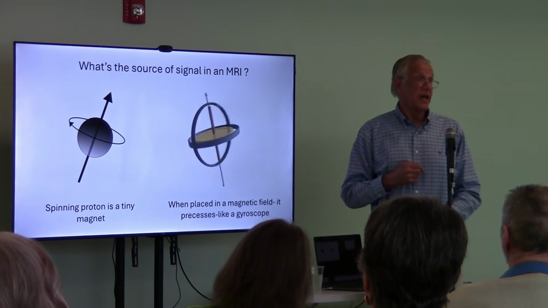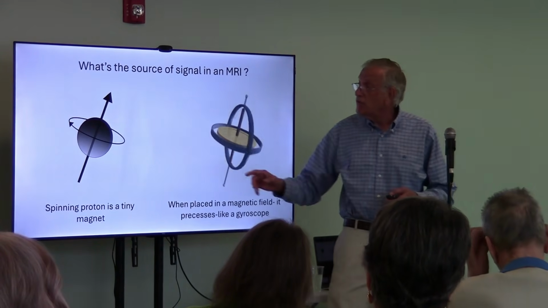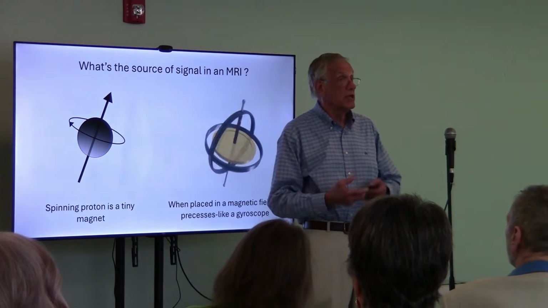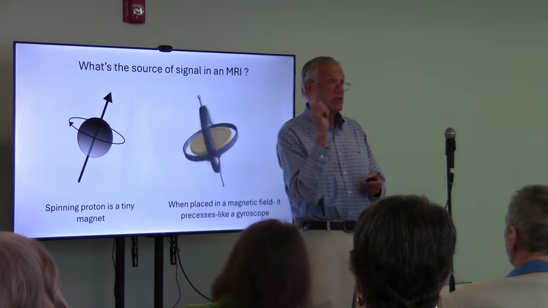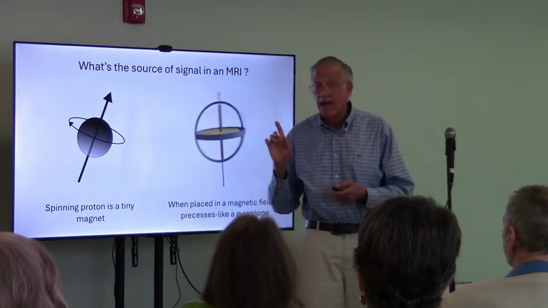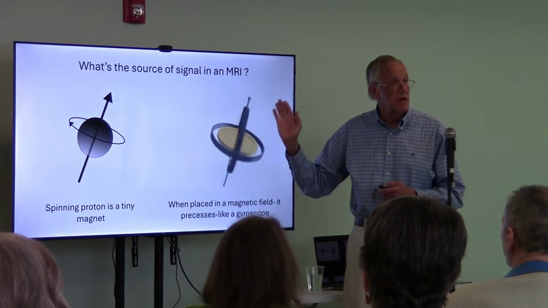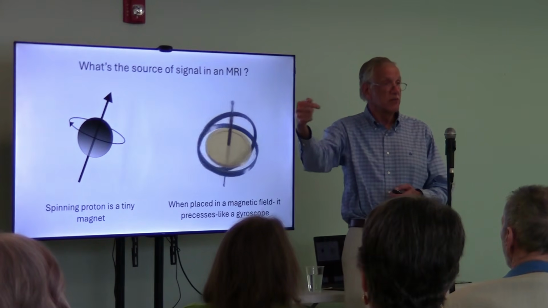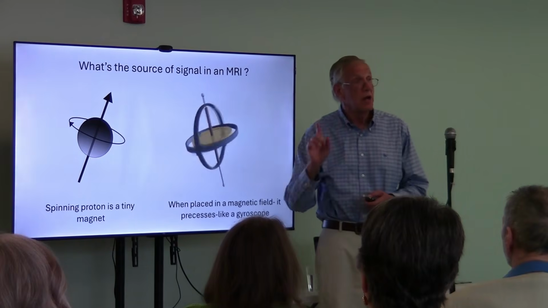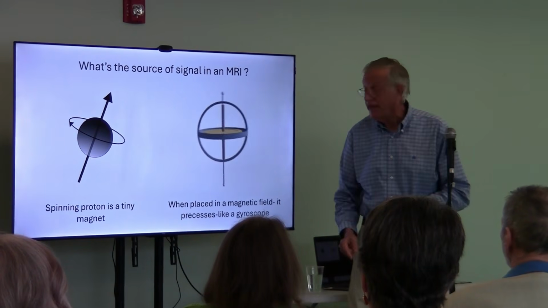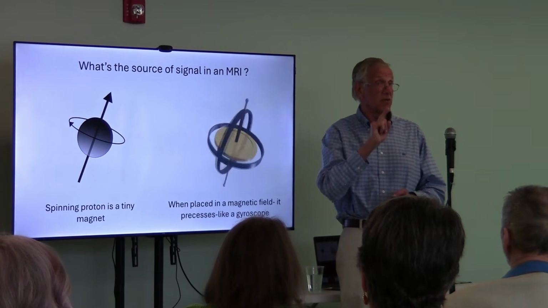MR, to your question, is looking at protons interacting with the magnetic field. If you look at a proton at a quantum mechanical level, at a microscopic level, it's a little charged particle. It's spinning really, really fast. And as a consequence, it looks like a gyroscope. You put a gyroscope on your finger, gravity will tend to pull it over, and it will precess. The same thing happens with MR. That little magnet, once placed into a magnetic field, will begin to precess just like the gyroscope.